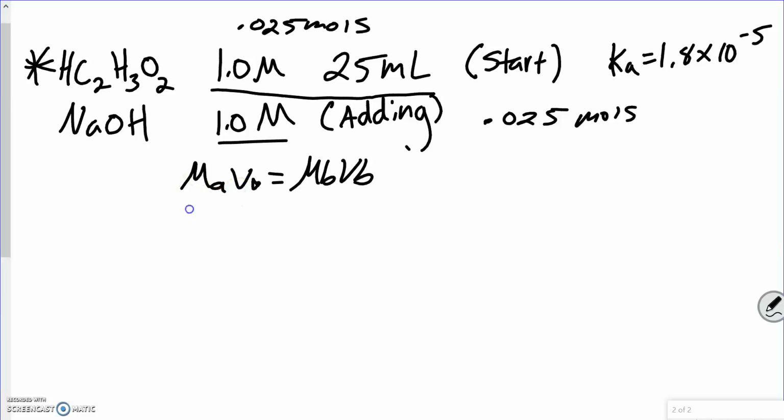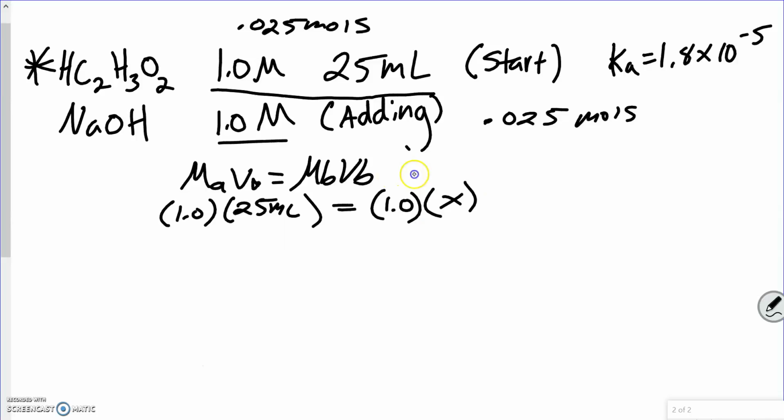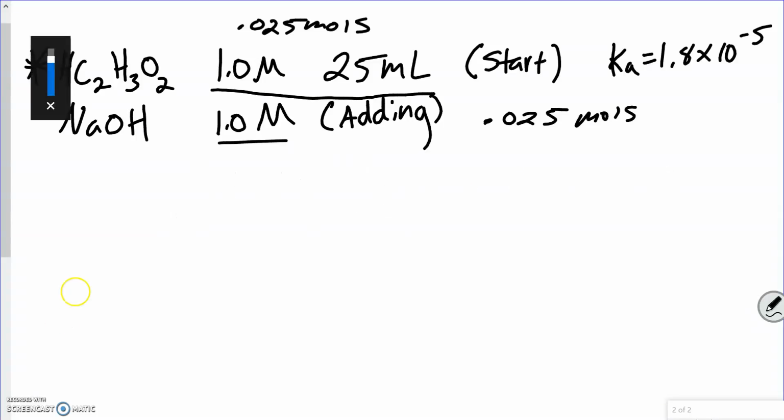Okay, so we can calculate how much we needed, knowing that we have a molarity of 1 molar for our acid times 25 milliliters. We know our molarity of our base is 1 molar times X. Do the math. Our volume of base needed is 25 milliliters. So after all that math, what we end up with is we're adding 25 milliliters of sodium hydroxide to our 25 milliliters of acetic acid.